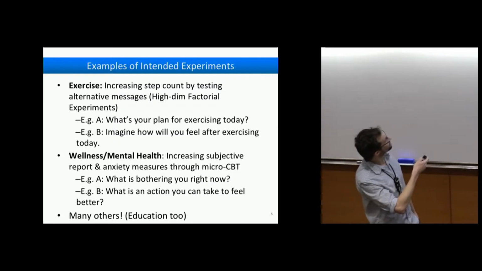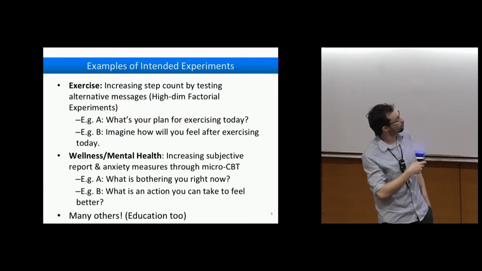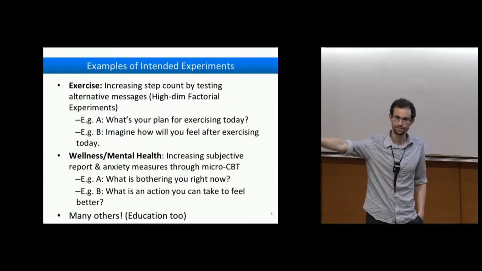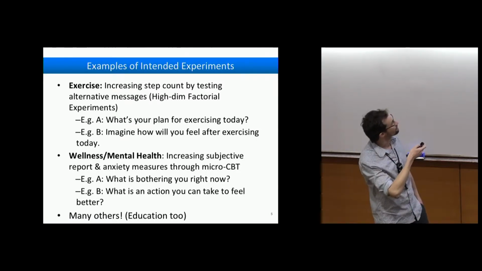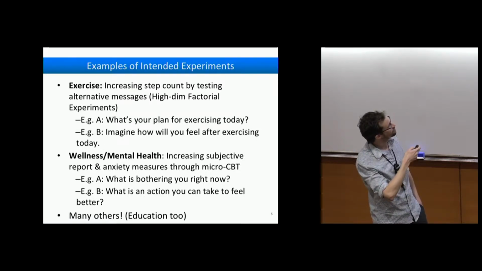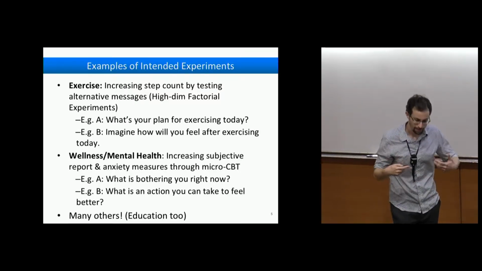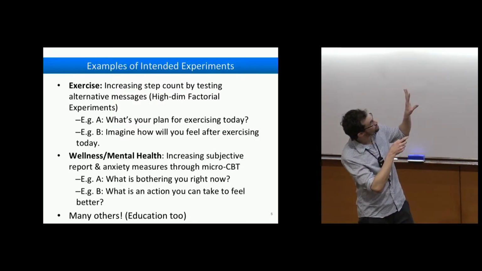Another big area is wellness and mental health. So how do we increase people's subjective reports or long-term anxiety measures through micro-CBT? Let's take the big ideas of CBT and translate them into usable things that people can actually get benefit from now. For example, what's bothering you right now versus what's an action you can take to feel better? How do we test which of these questions get people to feel better in the moment and longer term? And again, I should say these are just, yeah, please.